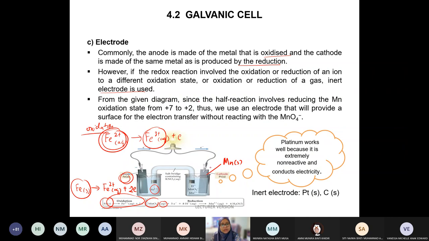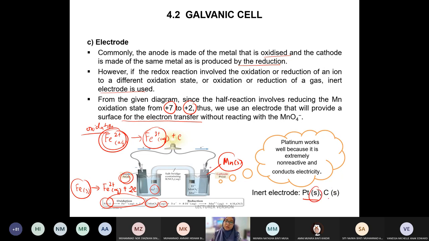Okay, from the given diagram, since the half reaction involves reducing the manganese oxidation state from +7 to +2, thus we use an electrode that will provide a surface for the electrons to transfer without reacting with the MnO4 minus. So we are going to be using the platinum. If you are using Mn, dia akan disturb the reduction punya reaction. So that's why we cannot just simply terus pakai manganese. So inert electrode, in this case platinum or carbon, also known as graphite.